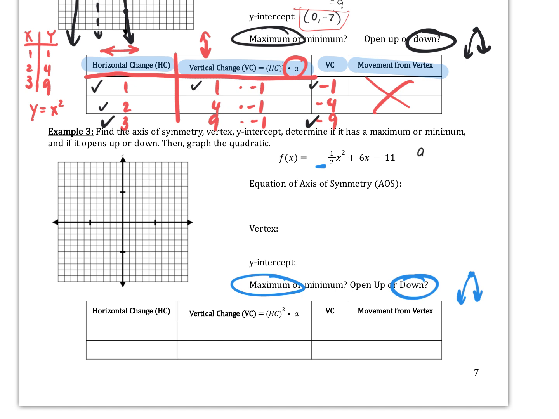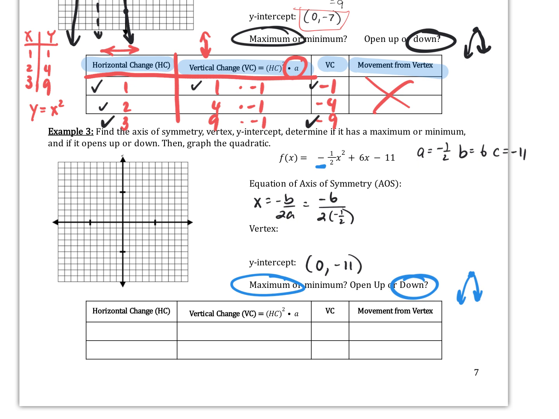Our A value is -1/2. B is equal to 6. C is equal to -11. All right, if you want to take a shortcut, I already know that my y-intercept is (0, -11). Okay, that's the easy part. Now let's start solving. X is equal to opposite B over 2A, which is opposite 6 over 2 times -1/2. Don't let that scare you guys, okay?